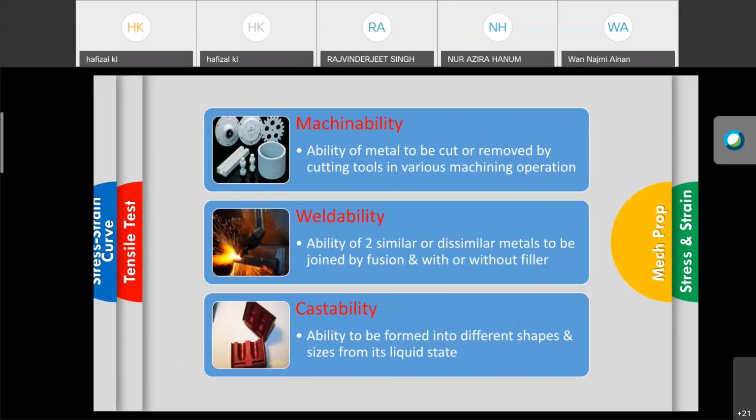And then we have castability, the ability to form into a different shape or size from the liquid state. So when we heat the material to a certain melting point, it will melt to become a liquid, and then we pour it into a mold for the different shape that we want according to the application, and it will produce the shape that we want. At this point we call it castability, casting.